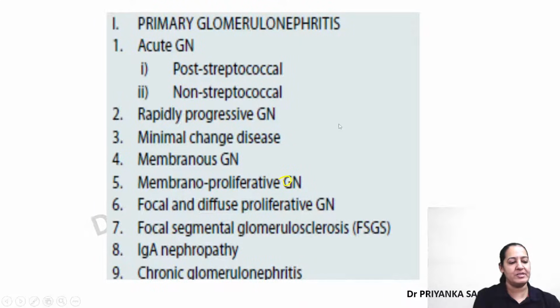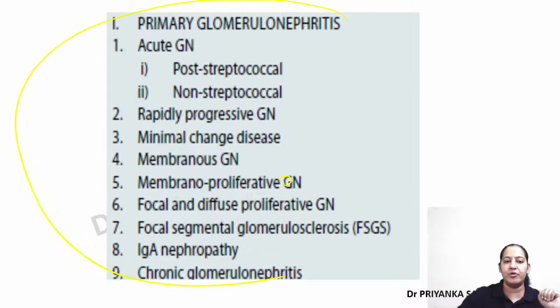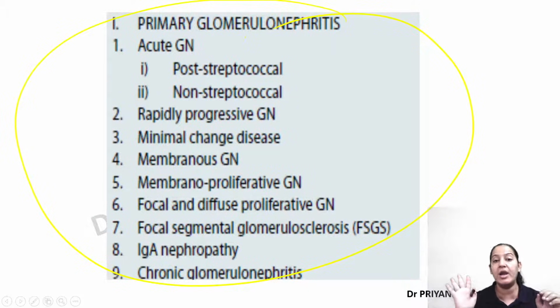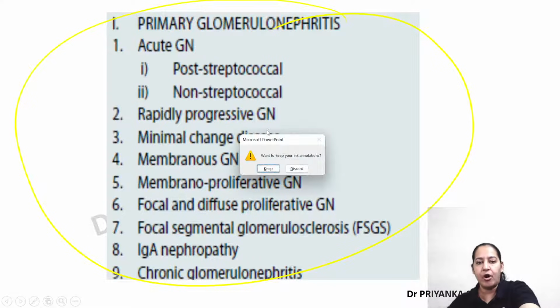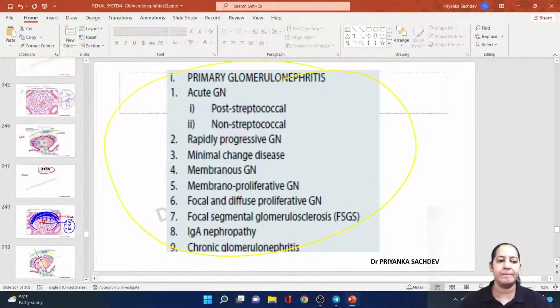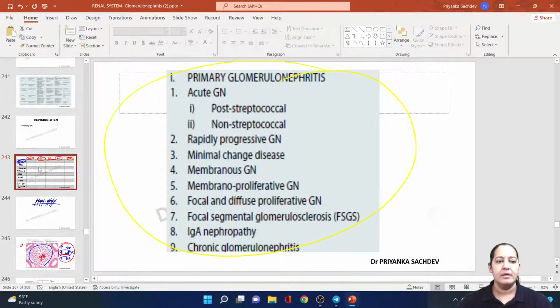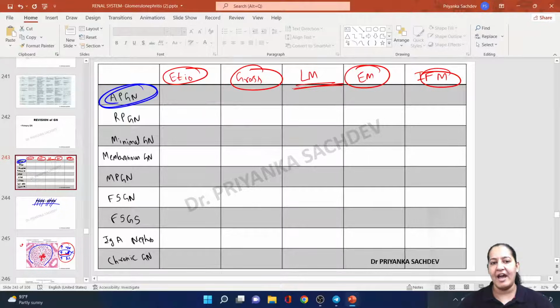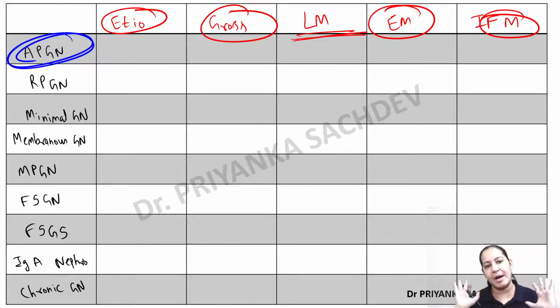Everyone give me a thumbs up first. Do you have any doubt till now? We have covered the 9 types of primary glomerulonephritis in a beautiful comparative manner. From today morning, this is my 5th hour, I guess, that I am taking the lecture. Yes or no? Those who are attending my lecture from the morning know that I have covered all 9 in a comparative manner.